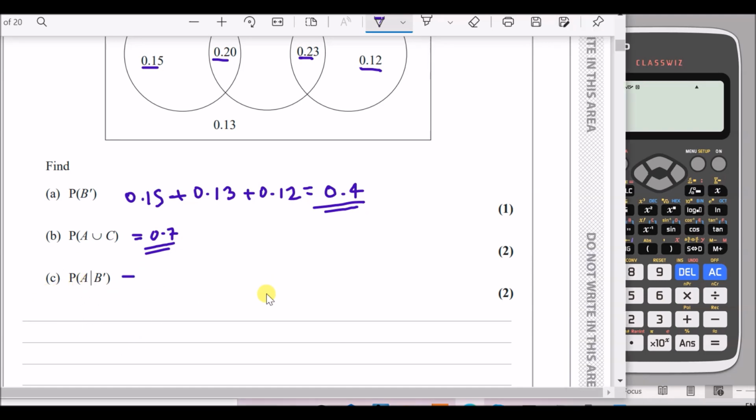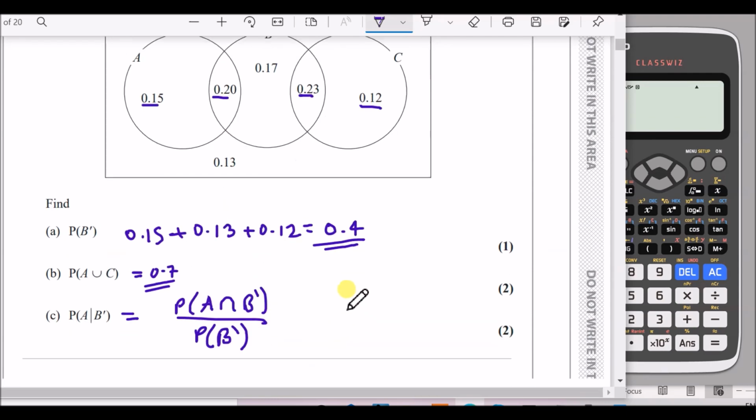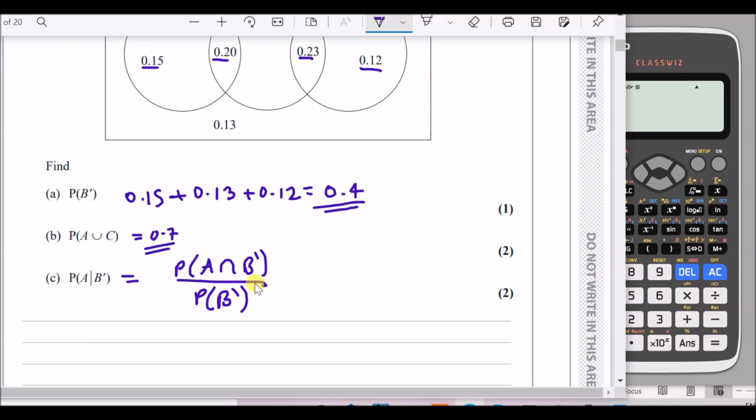And the last one, find the probability of A given not B. A nice way to write this is to expand it. A given not B essentially means the intersection of A and not B over the area of not B. Finding both of these is not too bad. We've already calculated the bottom part in part A, so the bottom part is out of 0.4.